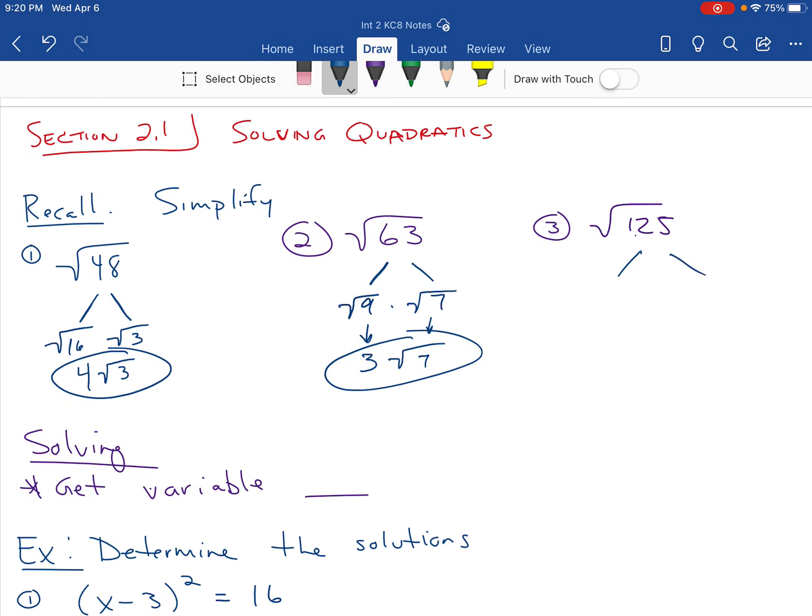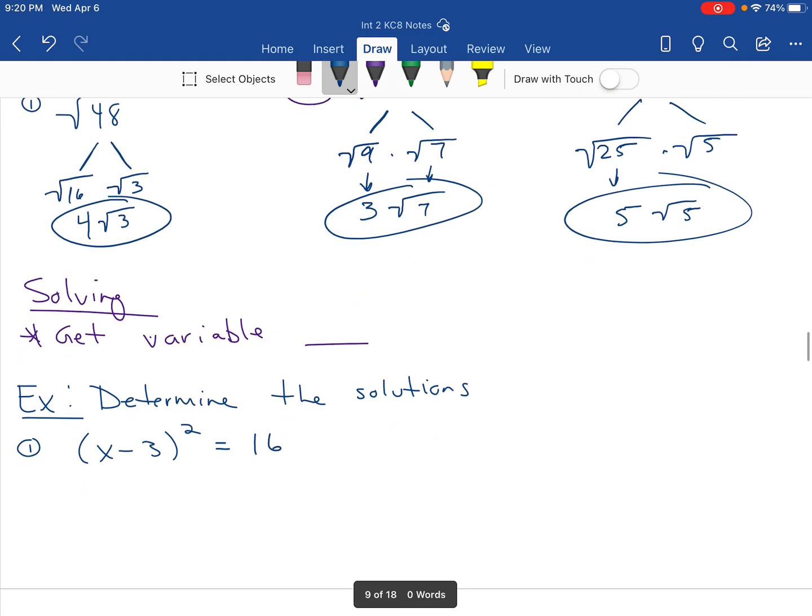And last but not least, square root of 125. I know it's not on your factor chart, but it is divisible by 25 and 5. So, square root of 25 is a perfect square, which is 5, so the answer is 5 square root of 5. Okay, so again, this is a review. We've already covered simplification of radicals.